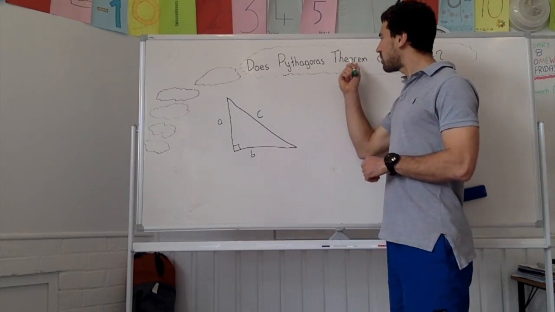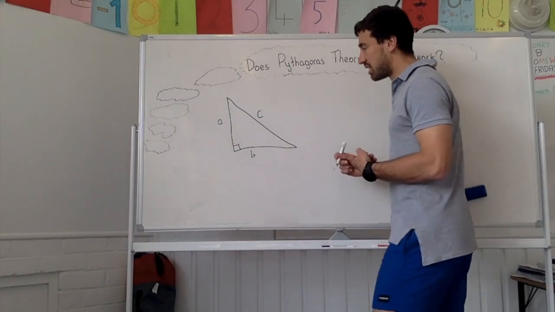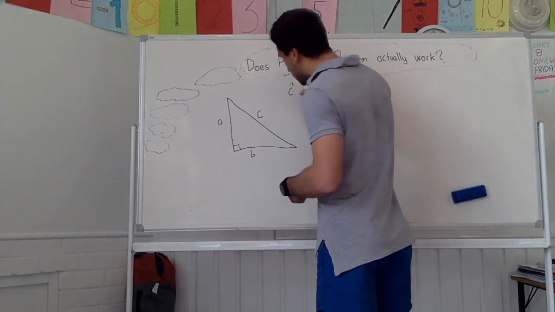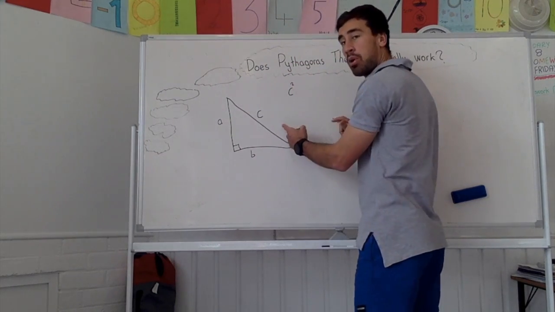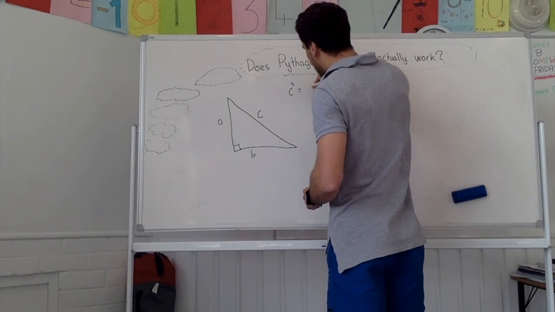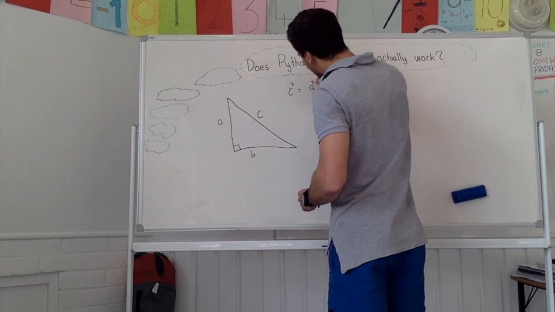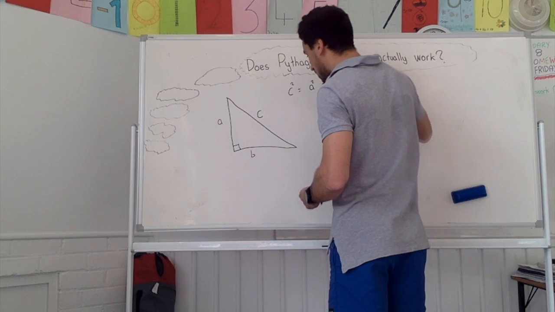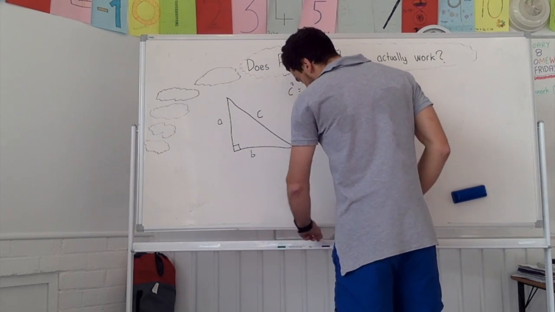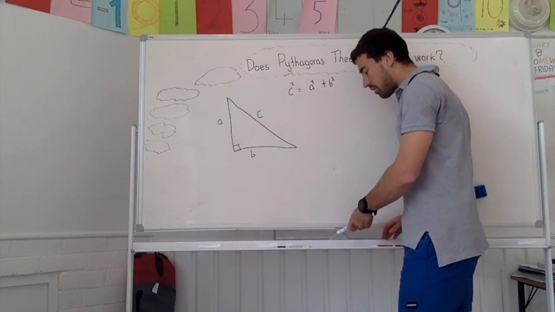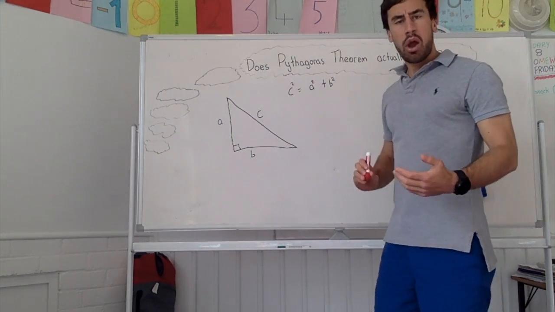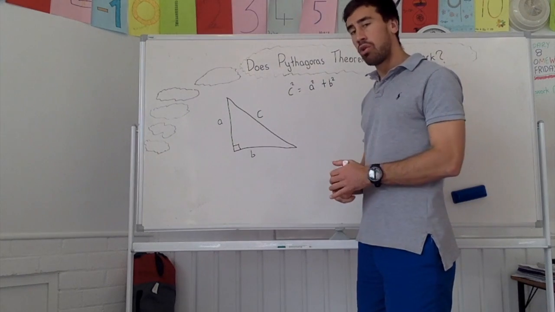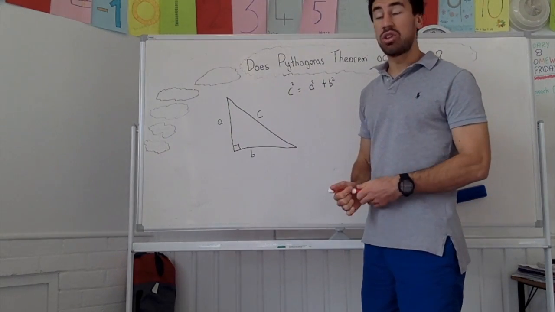Now, Pythagoras Theorem states that C squared, being the hypotenuse, equals A squared plus B squared. So that is our Pythagoras Theorem. What I'm going to do now is put some numbers into this triangle, and we're going to unpack this formula and see how we actually use the formula.